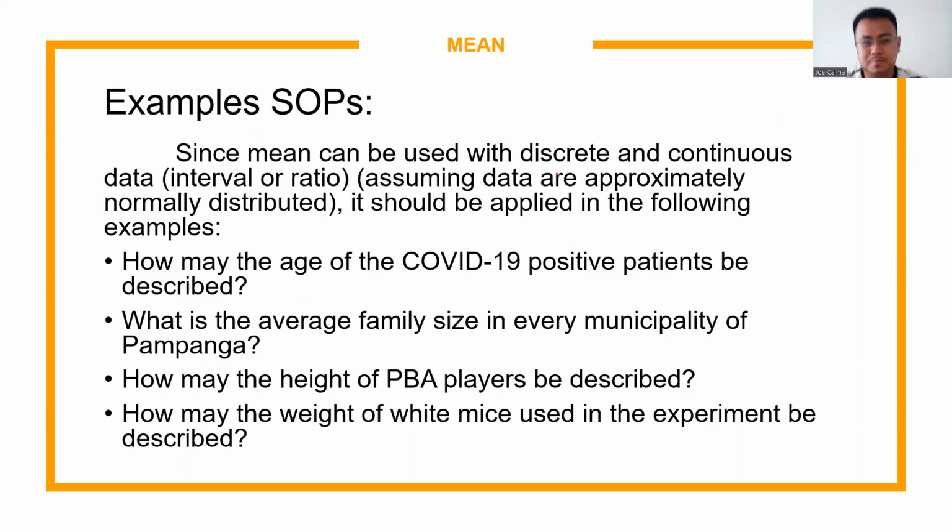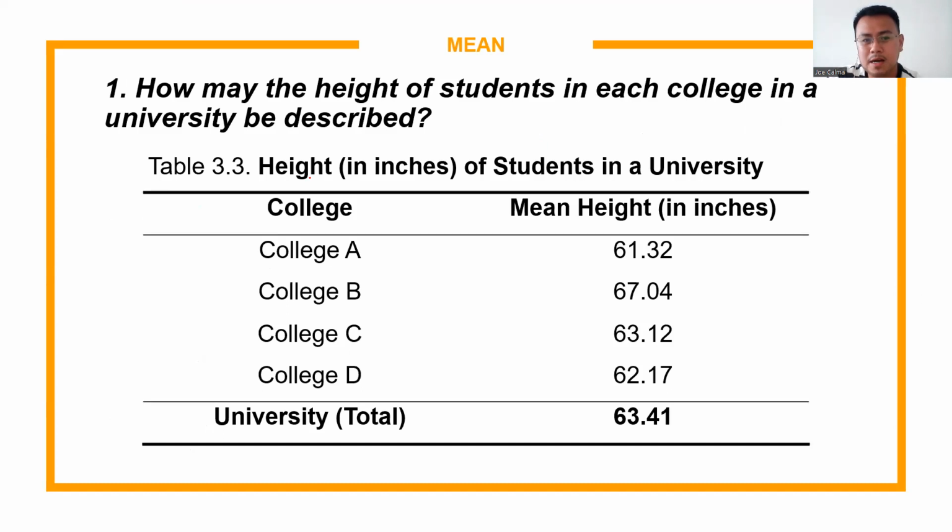Example SOP: How old are the COVID-19 positive patients we described? Age is a continuous variable, so we will use the mean. Okay? Ito naman, statistical table. Ito yung sinasabi ko kanina na merong mean yung mga colleges. So pwede mong i-solve itong mean ng apat na to, ito siya.